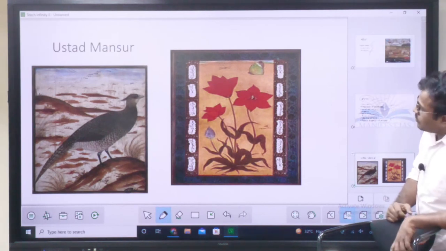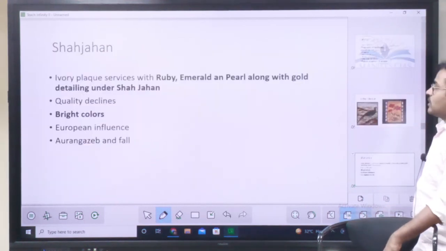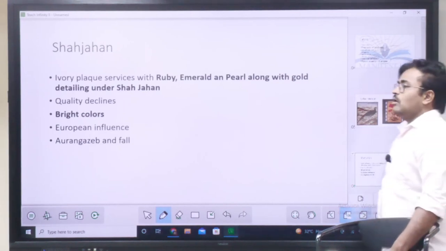I think that is a peahen. And these are the flower images which are drawn by this person called Ustad Mansoor. And Bishan Das is for portrait.